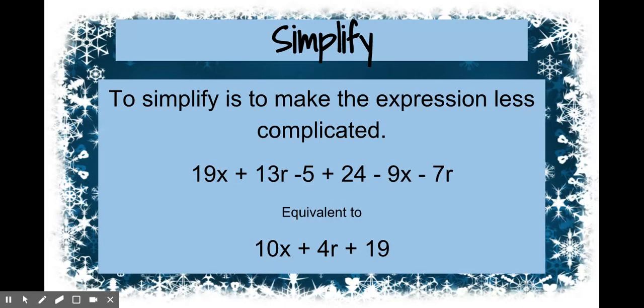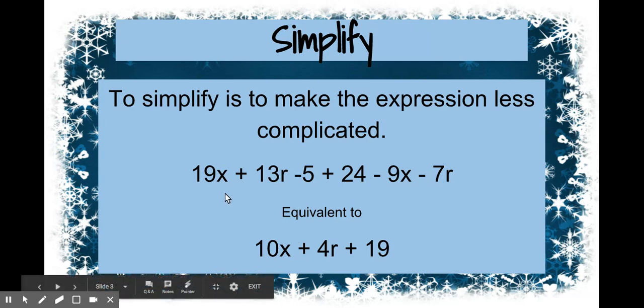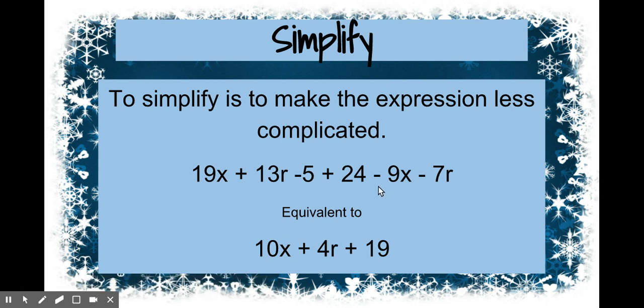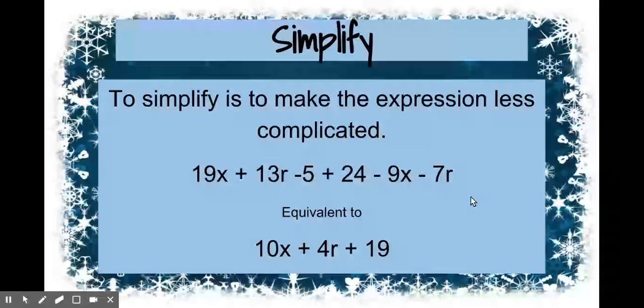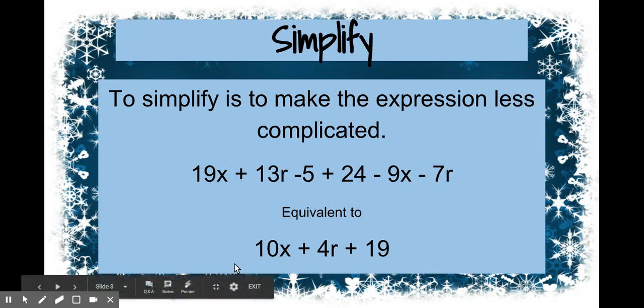We also need to talk about, well, what does it mean to simplify something? Well, when we're simplifying something, we're just making it less complicated. So here I have an example, 19x plus 13r minus 5 plus 24 minus 9x minus 7r. This is a lot of addition and subtraction happening. So I went ahead and simplified this expression, and I got 10x plus 4r plus 19. This is a lot less complicated than this. And so that's what we're going to be doing today. We're going to be simplifying expressions.